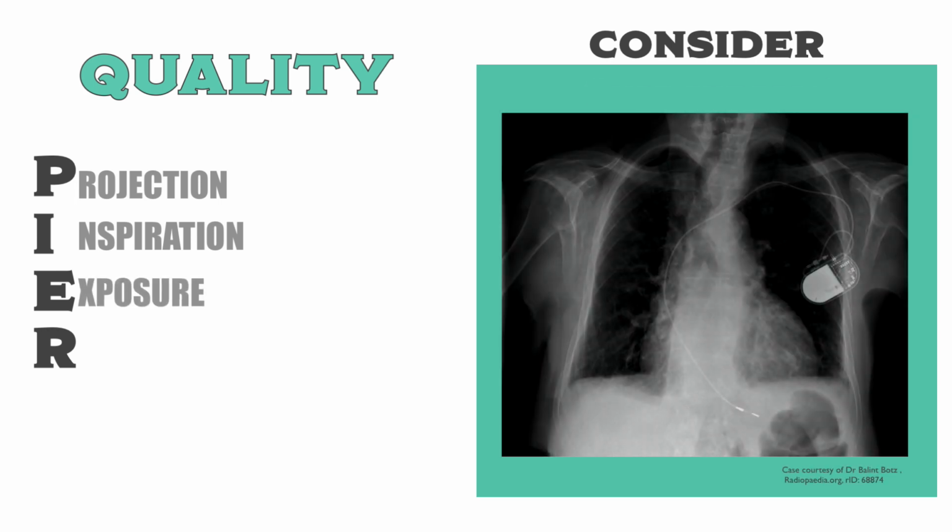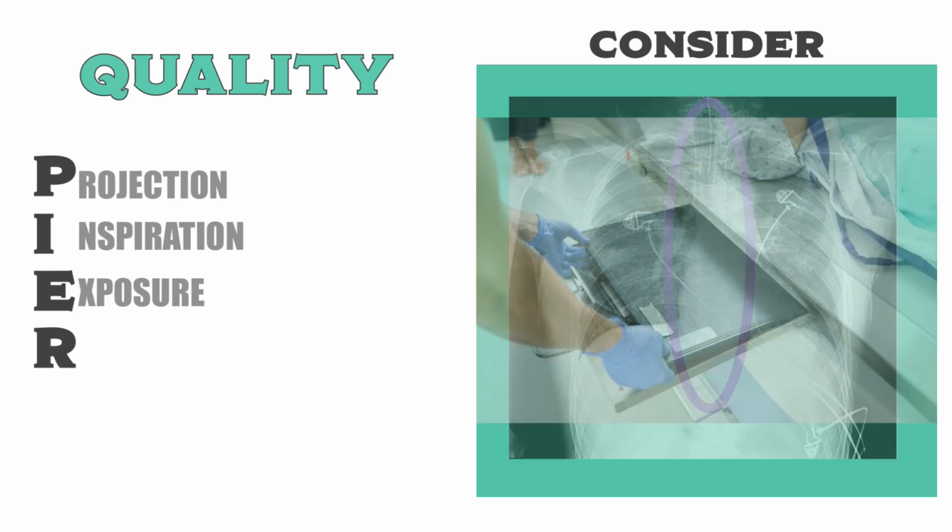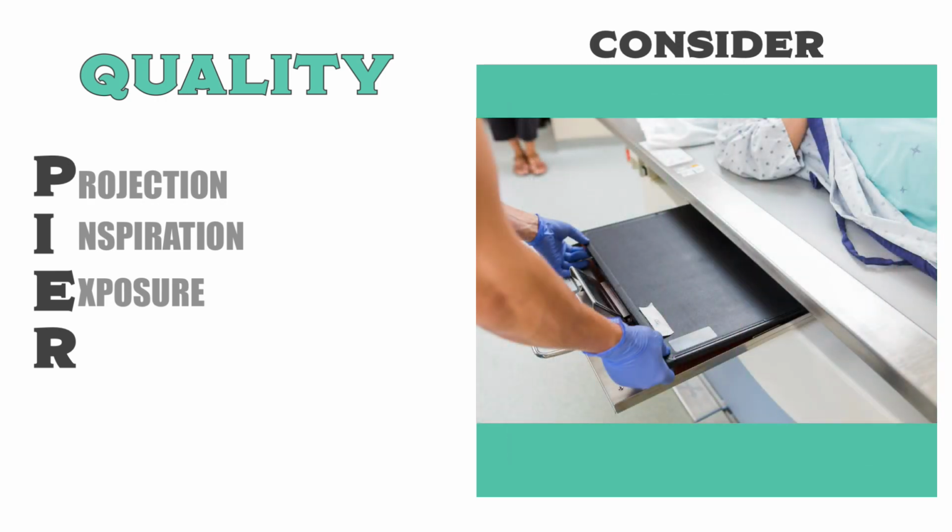Exposure. The penetration of the x-rays through the body determines the exposure of an x-ray. If an x-ray has good exposure, the vertebrae will be just visible behind the heart. You're less likely to see an under- or overexposed chest x-ray because radiographers can make adjustments to optimize the image when acquired.